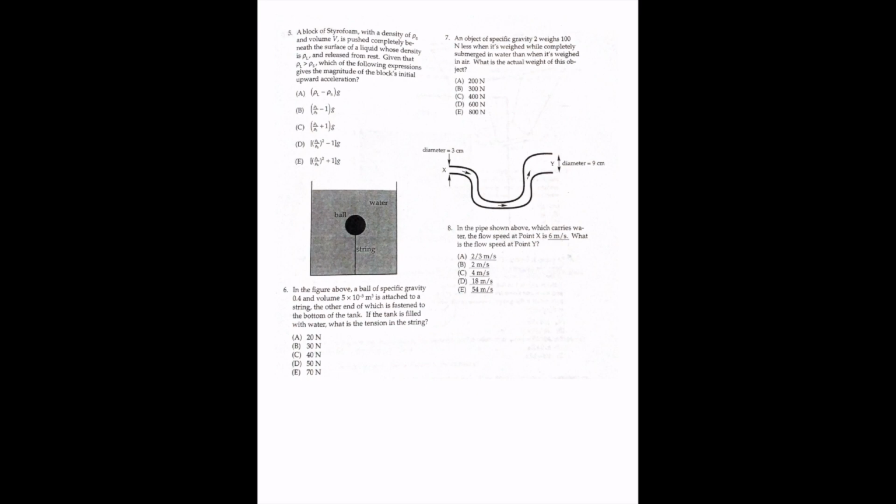So the buoyant force on the styrofoam block is equal to rho L times V times g. And the weight of the block is equal to m s times g, equal to rho s V times g. Because rho L is greater than rho s, the net force on the block is upwards and has the magnitude equal to B minus weight, equal to (rho L minus rho s) times V times g.